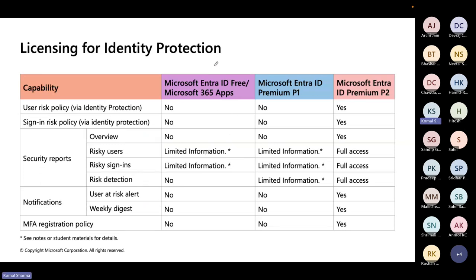Now the licensing need for identity protection. As I said, this is a premium feature, available only with Premium P2 licenses. If you are trying to configure the user risk policy, it is only available with P2 license. Sign in risk policy is available only with P2. The security reports overview is not given with P1 and free, but is available with P2 licenses. For security reports on risky users, sign ins and risk detections, there is limited information in the lower tiers, but full detail is available with P2. Notification again is not available with free and P1.